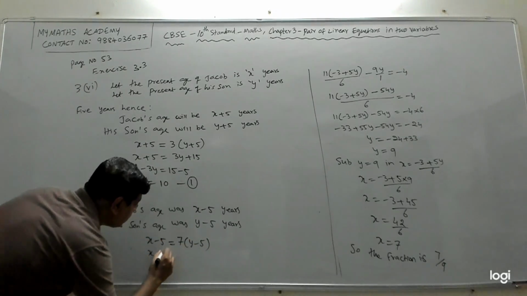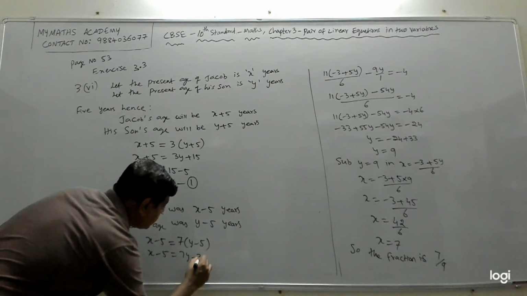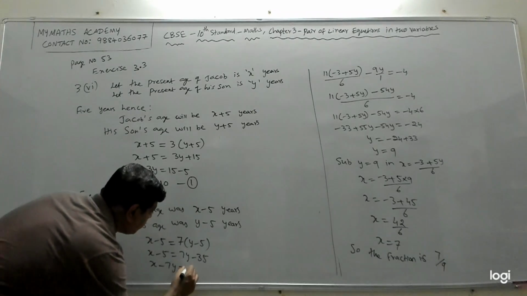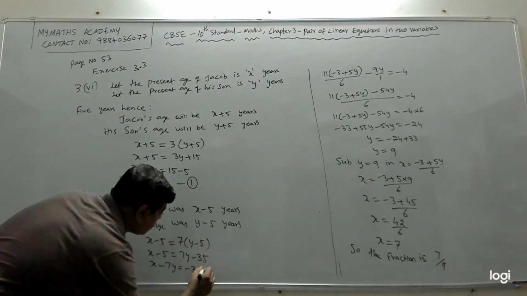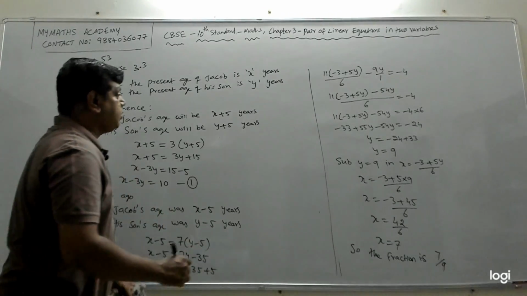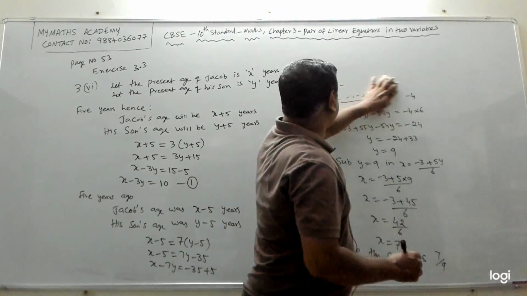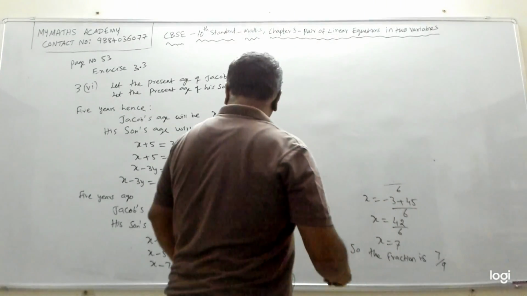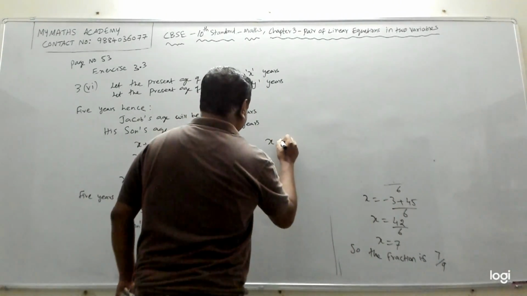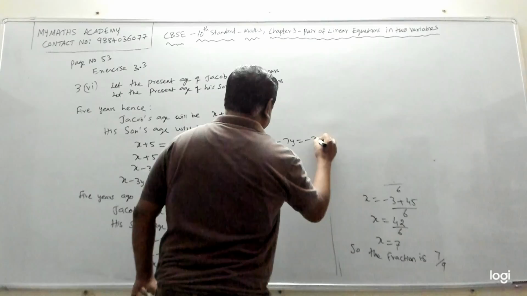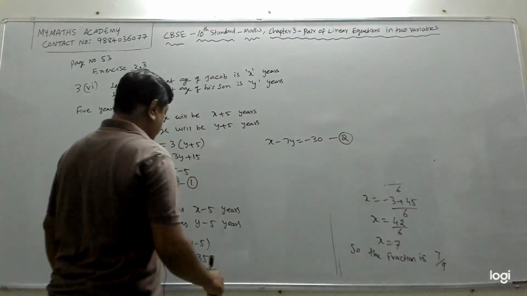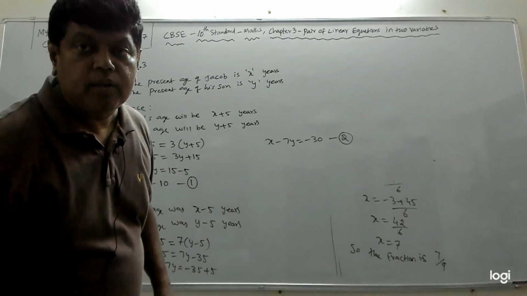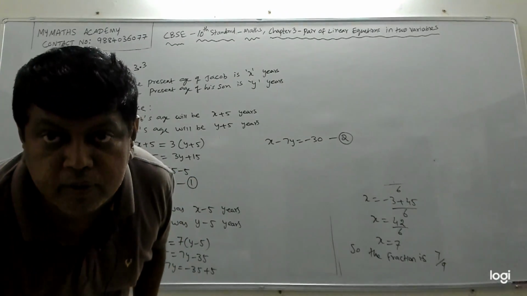If you simplify this, you get 7y minus 35. 7y will come here, and you get x minus 7y equal to minus 35. This minus 5 will go to the other side and become plus 5. So we'll finally get the equation x minus 7y equal to minus 30. This is equation 2.